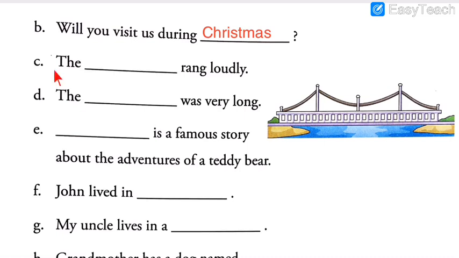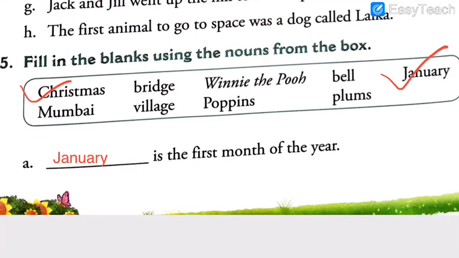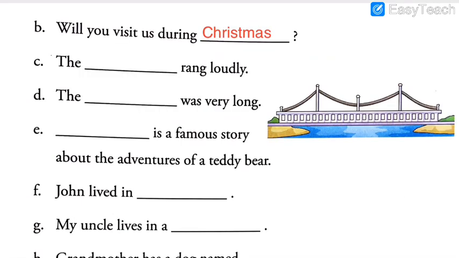Moving on to sentence C. The dash rang loudly. So students, what do you think? First of all, rang is the past form of the word ring. So the dash rings. Yes, I know many of you are shouting the answers at your home. Bell. Bell is the correct answer. So let us write it down. Bell in the blanks. The bell rang loudly.